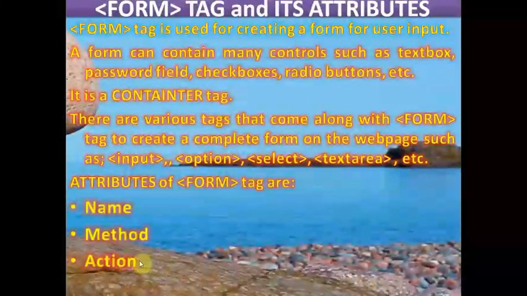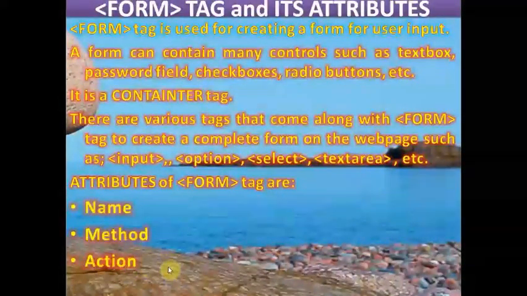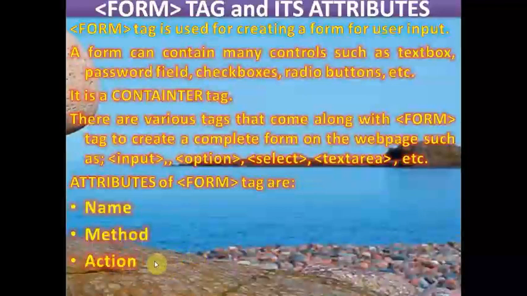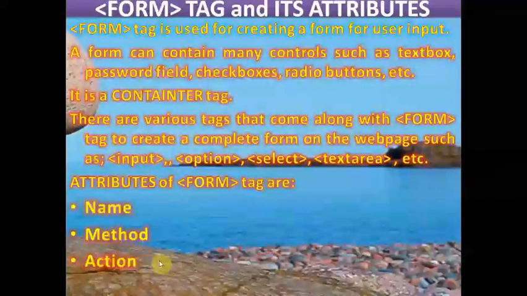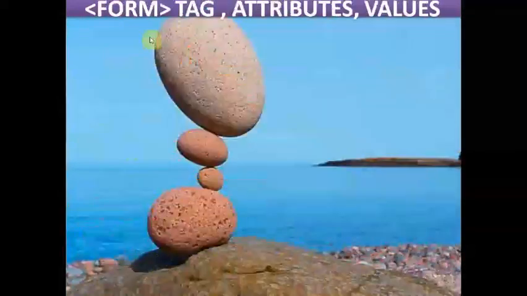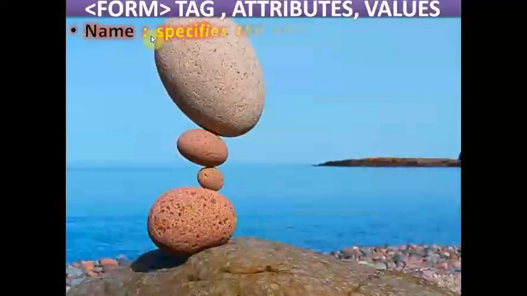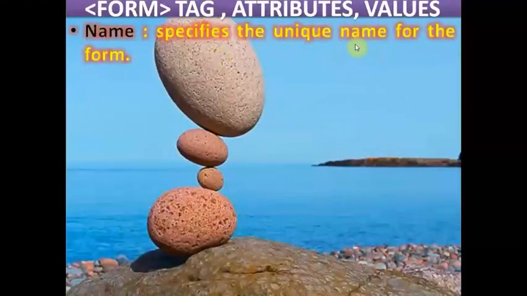the URL. URL means uniform resource locator, where the information will be sent. Here we have to give our address. Address means the website where the information will be sent. Now next you can see, in detail I have also given what we mean by name. It specifies the unique name for the form.